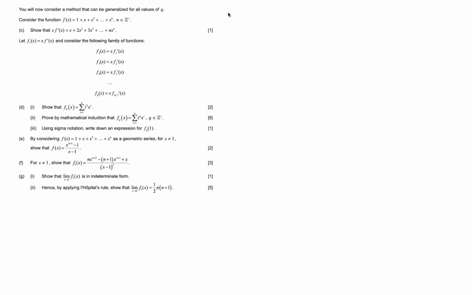Okay, part G. We have this for f1 of x. This is show the limit of f1 of x as x approaches 1. So the limit as x approaches 1 of this thing here, nx to the n plus 2 minus n plus 1 x to the n plus 1 plus x over x minus 1 squared.